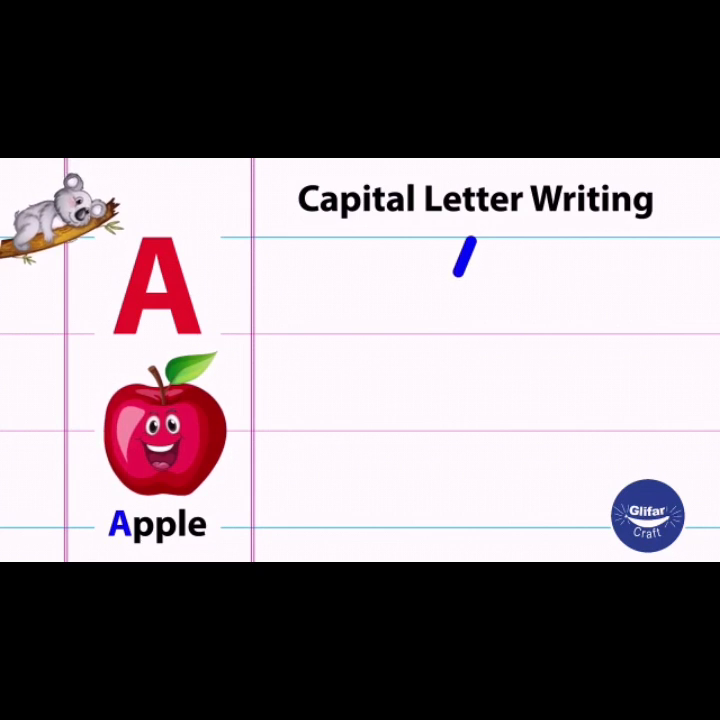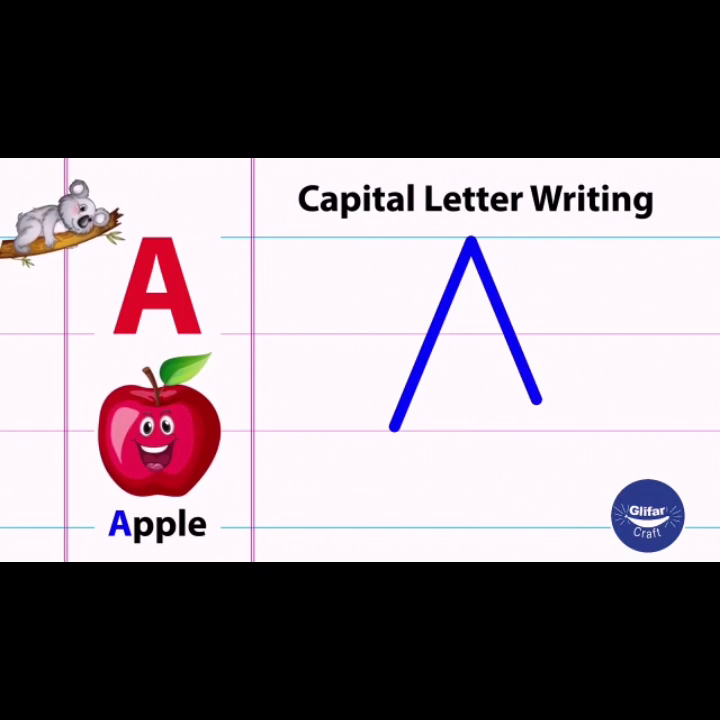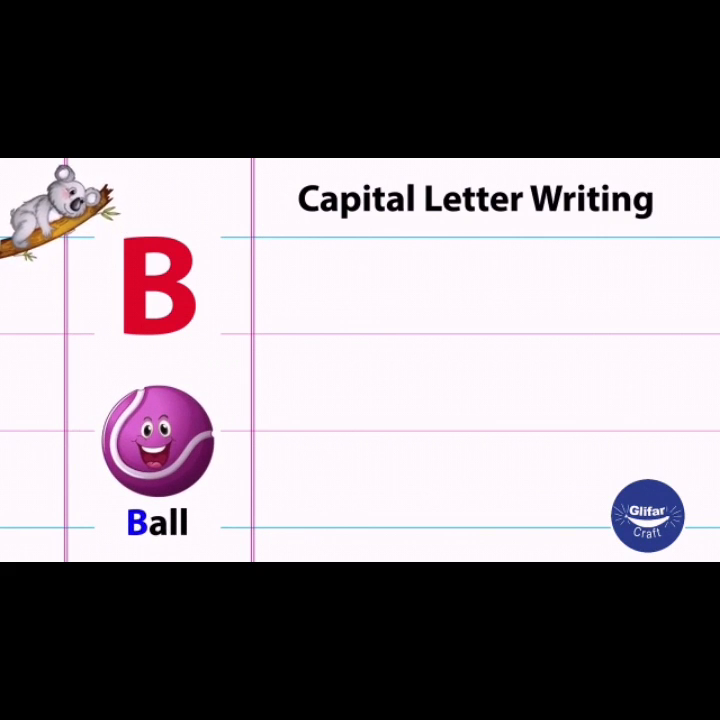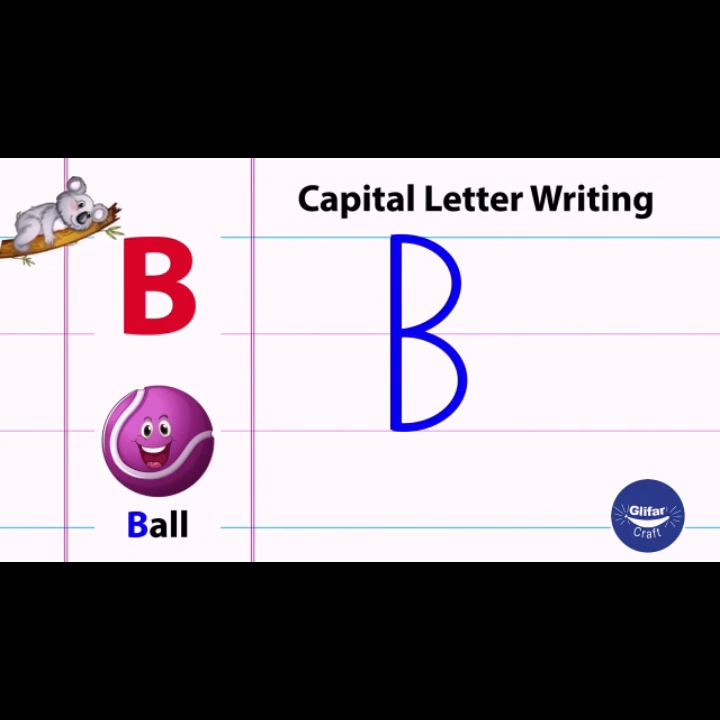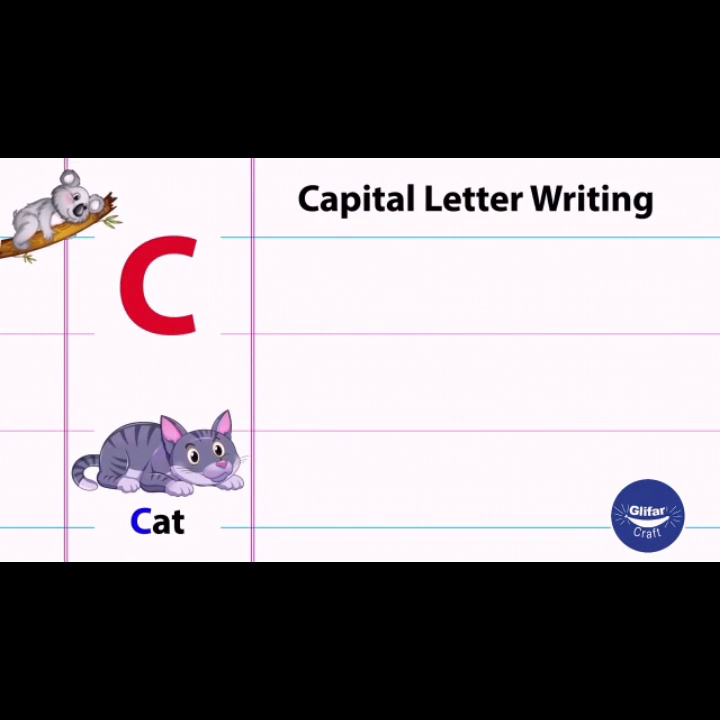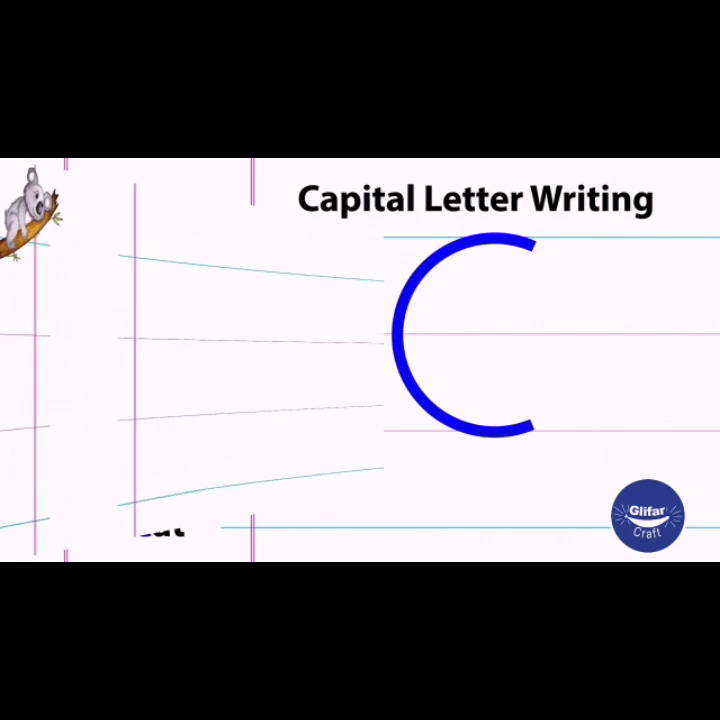A sound a, apple. For A we will use a slanting line, one more slanting line and then a sleeping line in the mid. A. B, ball. For letter B, we will use a standing line, then a curve, one more curve. B. Our next letter is C. Cat. We will use a curve for letter C like this.